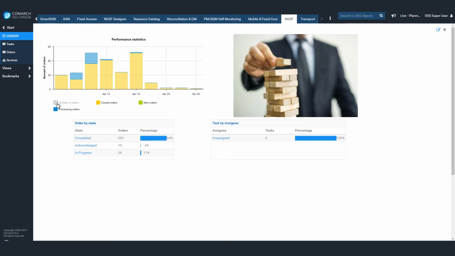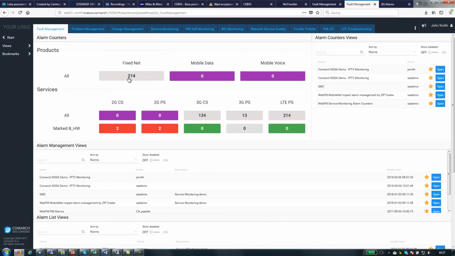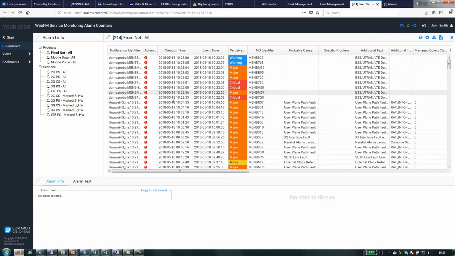Thanks to intuitive dashboards, the user gets direct access to pre-filtered views that include orders or tasks. Graphs displaying performance statistics will help to identify any deviations in service order processing and to monitor the operational SLA for the entire orchestration process or for single types of tasks.